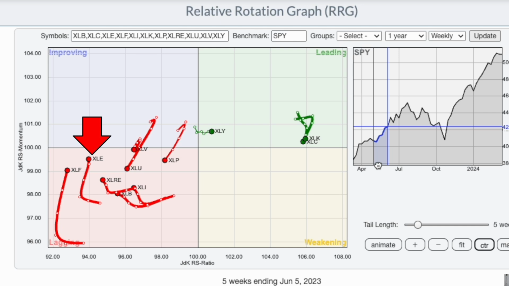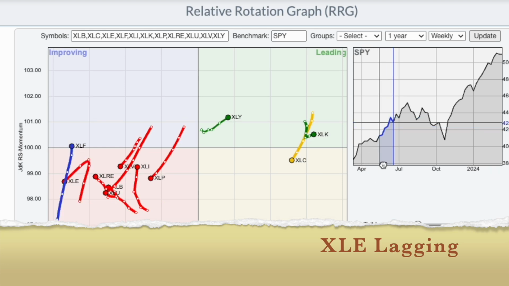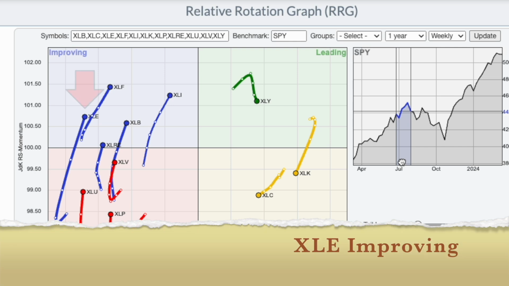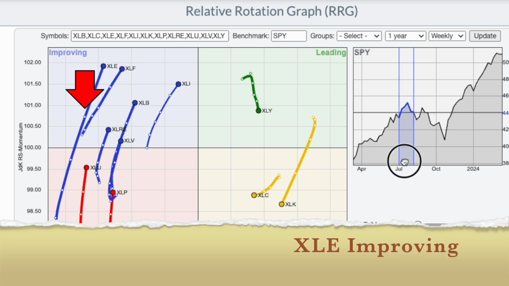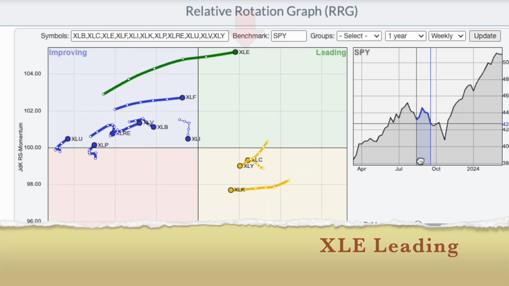Now, if I just keep an eye on XLE, okay, this is XLE. What happens to it as I drag this? As I move forward, XLE starts going from the lagging to the improving quadrant, and then eventually ends up in the leading quadrant. So what this means is, at this time, September 2023, money was flowing into the XLE sector.